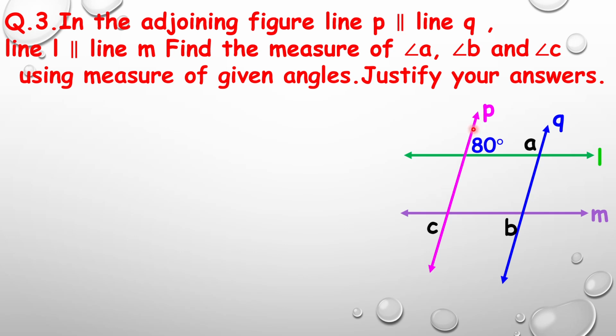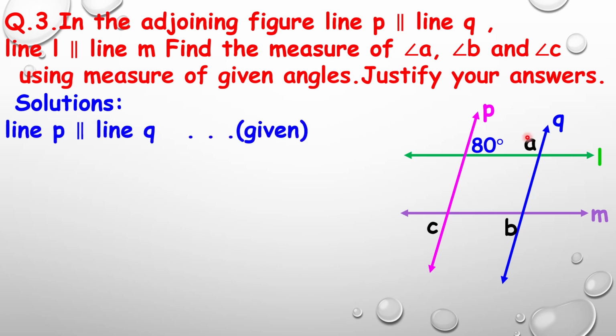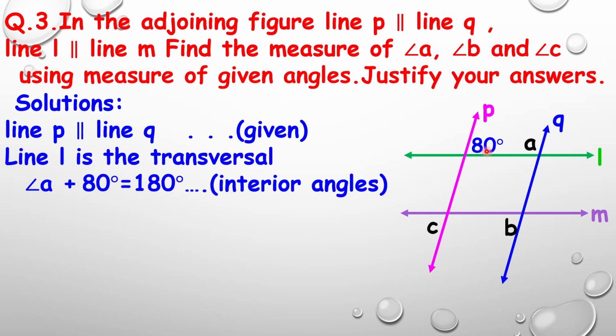First, observe parallel lines P and Q, and line L is the transversal. So, solution: line P is parallel to line Q and line L is the transversal. The angles on transversal L are 80 degrees and angle A. So what is the relation between these two angles? Here the letter C is formed. So the 80 degree angle and angle A are a pair of interior angles.